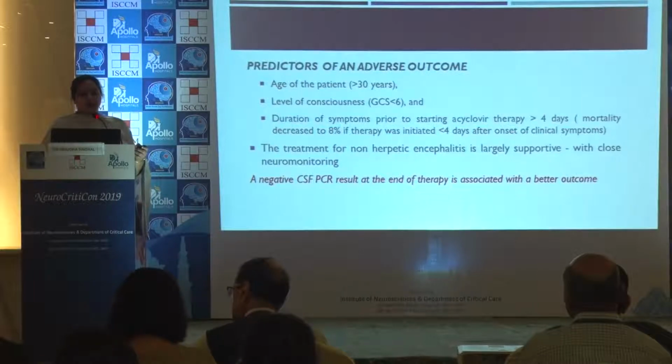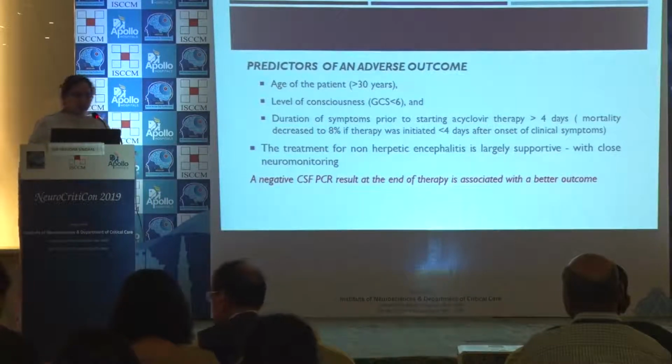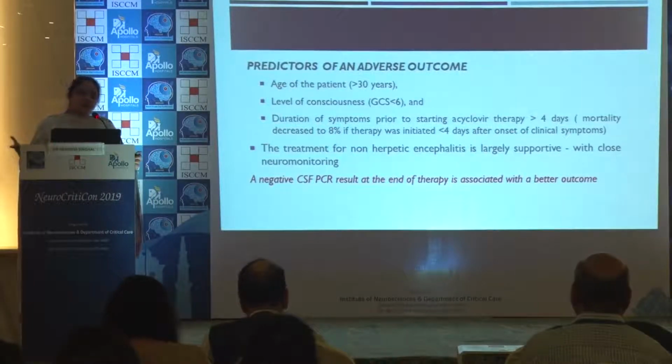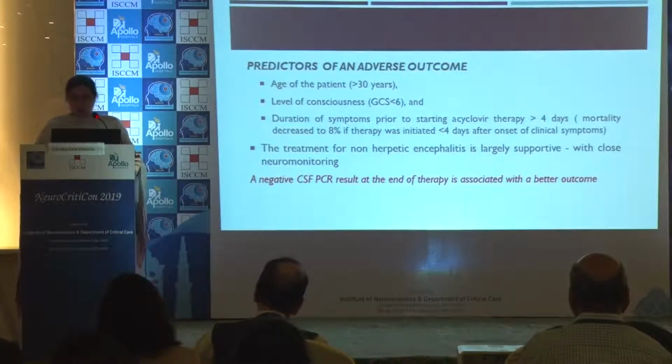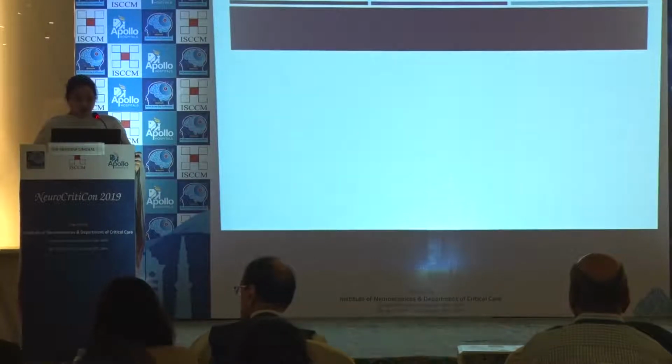What are the predictors of an adverse outcome in such patients? Age of the patient more than 30 years. If your patient presents with a poor GCS, or if the symptoms before starting antiviral therapy are more than 4 days, so there has been a delay in therapy, it may prove to be an adverse outcome. The treatment for non-herpetic is largely supportive. A negative CSF PCR at the end of therapy is associated with a better outcome. No points in guessing that.